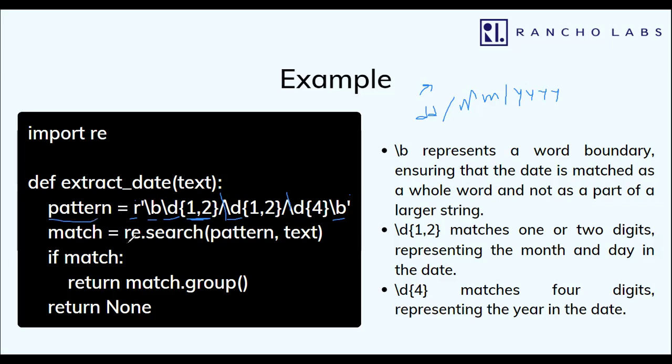Here re.search will search for the pattern in the text. If there is something matching that pattern, it will be stored in match. If match has nothing, this if will become false. If match has something, then this if will become true. Then it will return match.group. Group means that particular part of the string which is matching the format will be returned. If not, nothing will be returned.